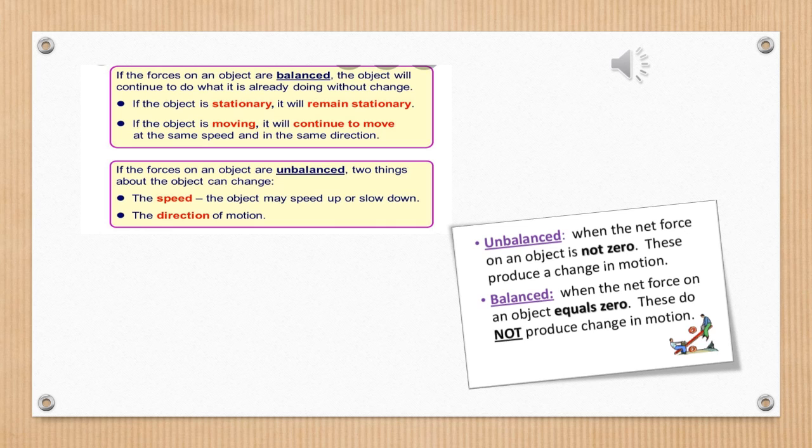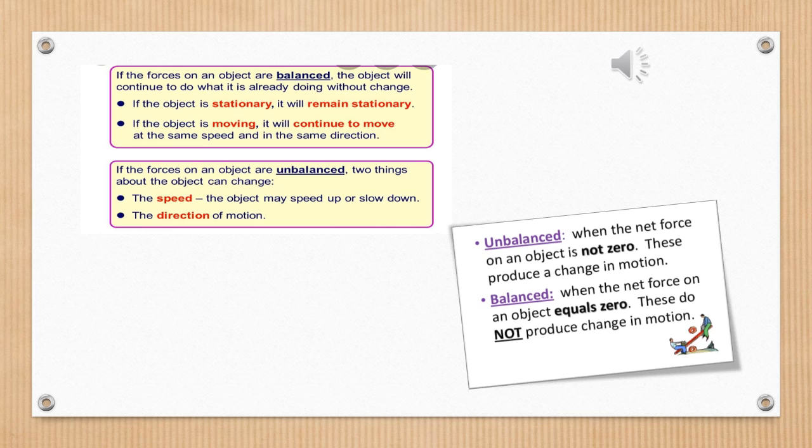If the forces on an object are balanced, the object will continue to do what it is already doing without change. If the object is stationary, it will remain stationary. If the object is moving, it will continue to move at the same speed and in the same direction. If the forces on an object are unbalanced, two things about the object can change. First one, the speed. The object may speed up or slow down. Second one, the direction of motion.